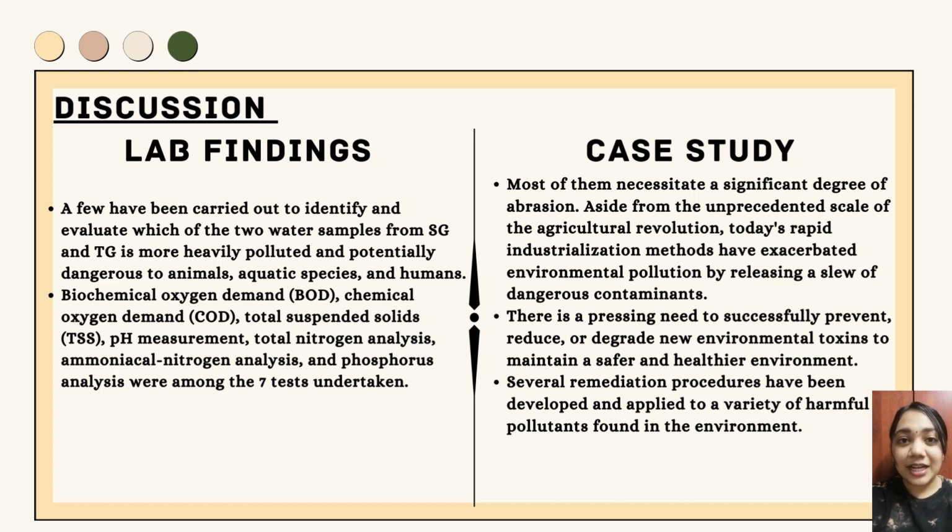Next, I'm going to talk about the discussion, which is the comparison between the experiment that has been carried out in the lab and this case study. First, the experiment that has been carried out in the lab is to identify and evaluate which of the two samples, the water sample from Sungai Gading and also Tasik Kuantan, is more heavily polluted and potentially dangerous to animals, aquatic species, and also humans. There are 7 tests that have been carried out, which are BOD, COD, total suspended solids, pH measurement, total nitrogen analysis, ammoniacal nitrogen analysis, and lastly phosphorus analysis.